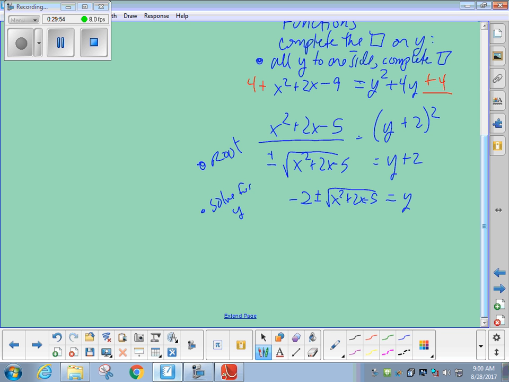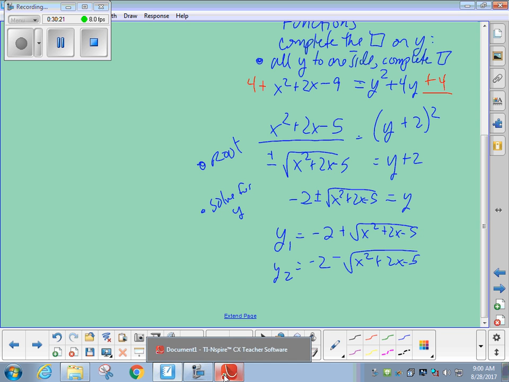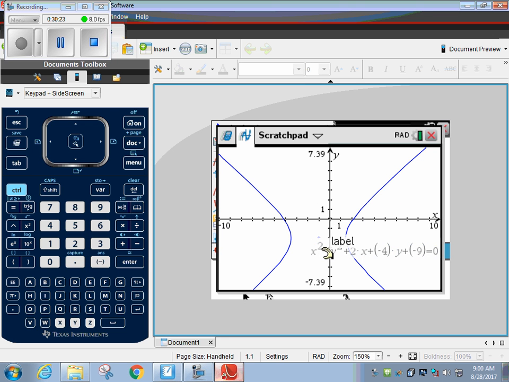Now you can graph this in your calculator as two functions. Remember, the hyperbola is not one function. If you make it a function, it's got to be two pieces, the top and the bottom. So you're going to say y1 is negative 2 plus the square root of x squared plus 2x minus 5, and y2 is negative 2 minus the square root of x squared plus 2x minus 5. So doing that would allow you to put it into the 84.